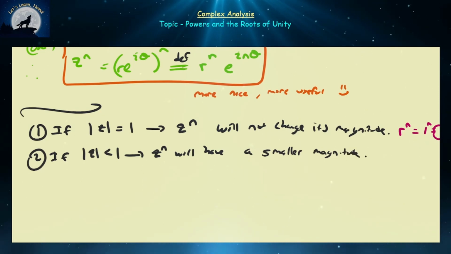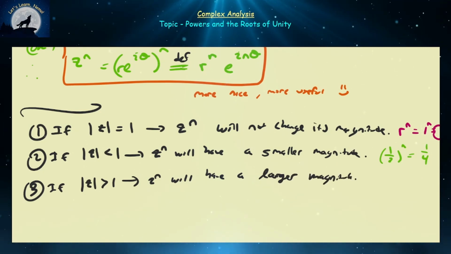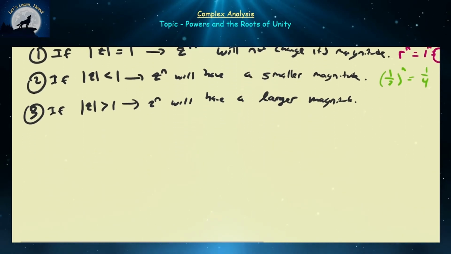For example, if the norm of z is equal to 1/2, then I'm going to have 1/2 to the power of n, which is going to be equal to 1/4, which is smaller than it used to be. And thirdly, if the norm of z is greater than 1, take a guess of what will happen here. It will have a larger magnitude. For example, if your norm is 5 and you square it, then it becomes 25. So it becomes longer, right?